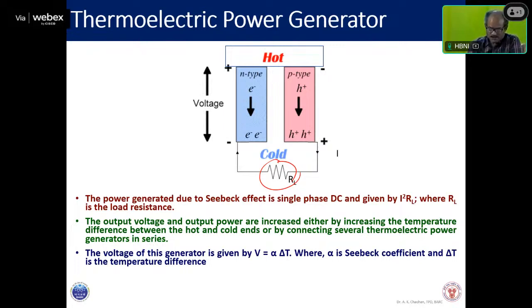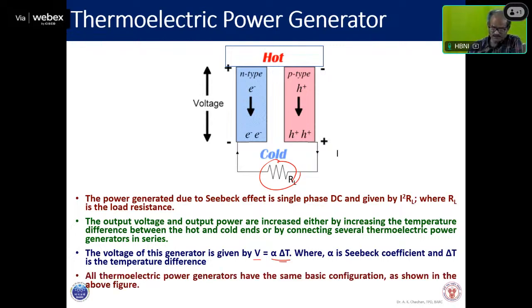The voltage of this generator is given by V equals alpha times delta T. It is from the same formula, alpha equals delta V by delta T, where alpha is the Seebeck coefficient and delta T is the temperature difference. So this is the voltage generated by a thermoelectric power generator.